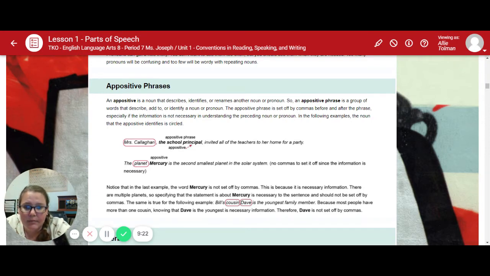Notice that in the last example, the word Mercury is not set off by commas. This is because it is necessary information. There are multiple planets, so specifying that this statement is about Mercury is necessary to the sentence and should not be set off by commas. The same is true for the following example. Bill's cousin Dave is the youngest family member. Because most people have more than one cousin, knowing that Dave is the youngest is necessary information. Therefore, Dave is not set off by commas.